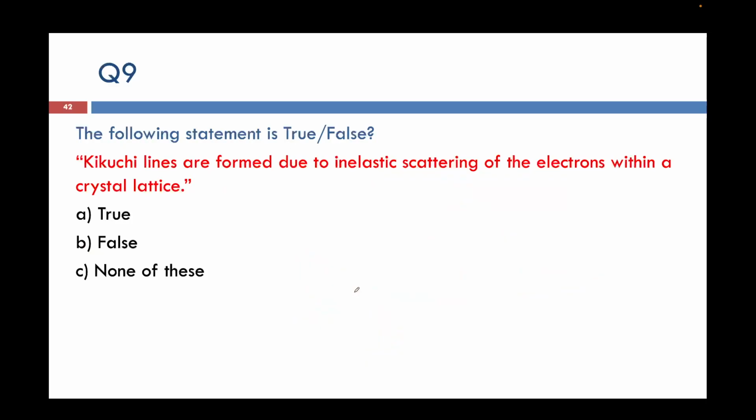Kikuchi lines are formed due to inelastic scattering of the electrons within a crystal lattice. Can anyone answer? B, sir, false. Yes, it is false. It is not due only to inelastic scattering. It is inelastic scattering followed by elastic scattering.